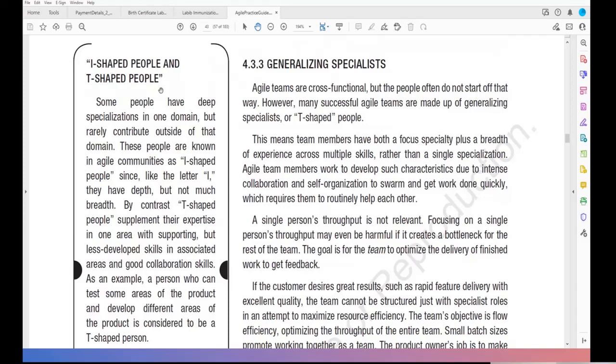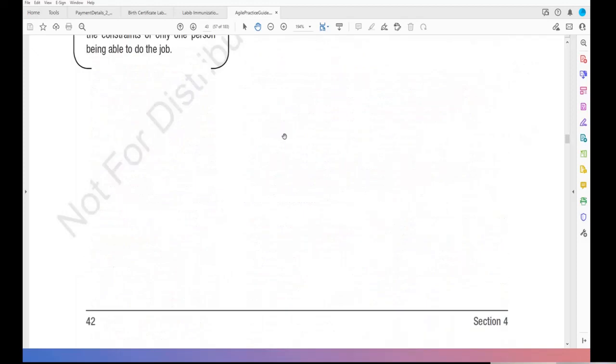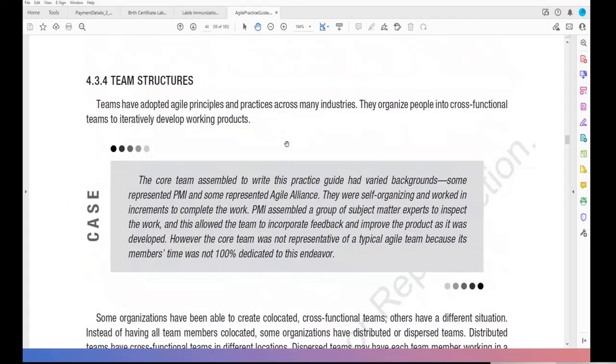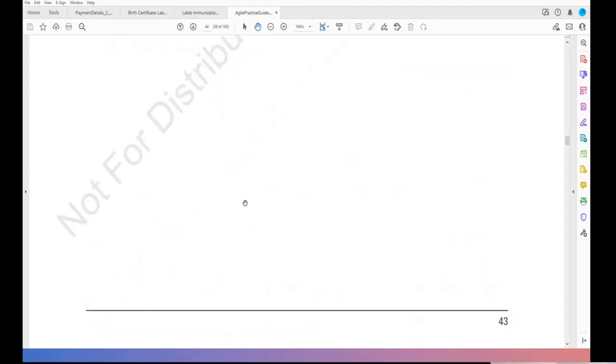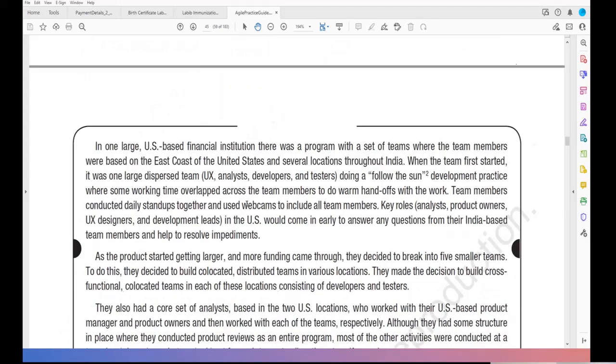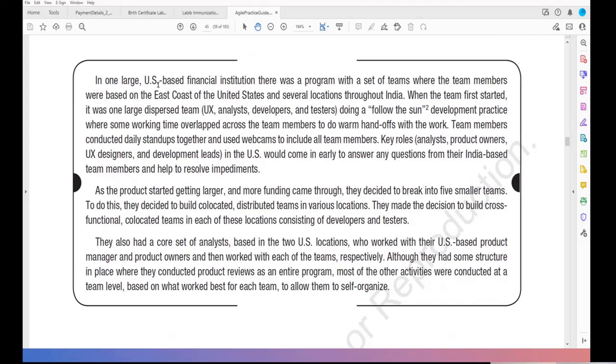I-shape, T-shape people, as I mentioned. So in the team structure, they are saying that we need some team members who are 100% dedicated for the endeavor. There is an example. You may get this type of example in the exam. So I want to read all the follow the sun, as we mentioned.